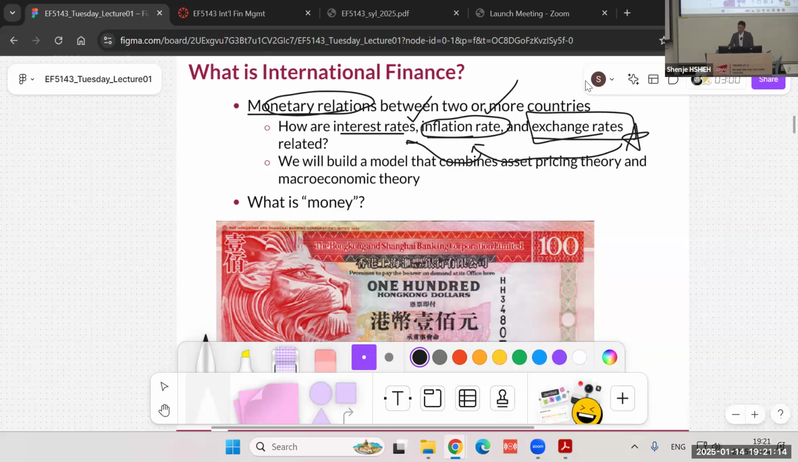All right, so to summarize: what is international finance? It's just monetary relations between countries. All right, and that entails many, many things, but two main things, right? Interest rates and inflation, and that's done through exchange rates.